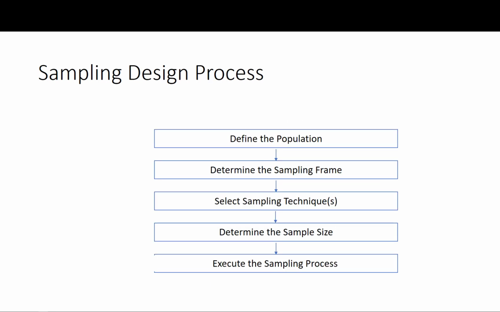So in deciding on your sampling plan, we have 5 different stages. You need to define what the population is, determine the sampling frame that you will use, select your sampling technique, either probabilistic or non-probabilistic, and determine the sample size of those that you will contact versus your target for your final sample size before you will say you have sufficient responses to conduct the study. And finally, you need to execute the sampling process. So essentially, recruit people into your study.